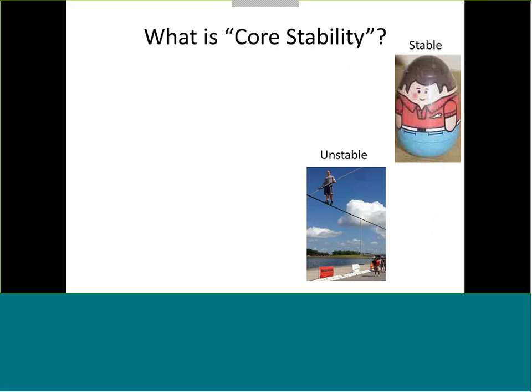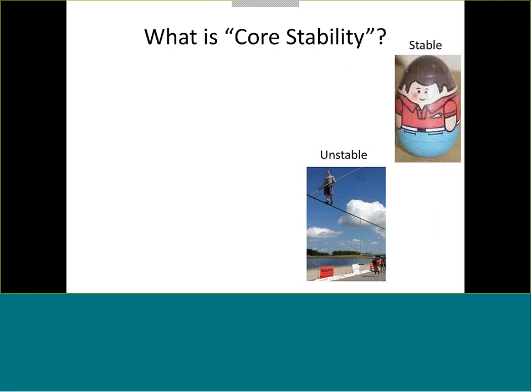What about that second word, stability? If we look at these two cases, I think it gives us a good idea of what it is. So the Weeble Wobble on the top is a very stable system. If you push it over, if you throw it across the room, it will end up back at its original state, which is standing straight up. On the other hand, the tightrope walker on the bottom picture is an unstable system.